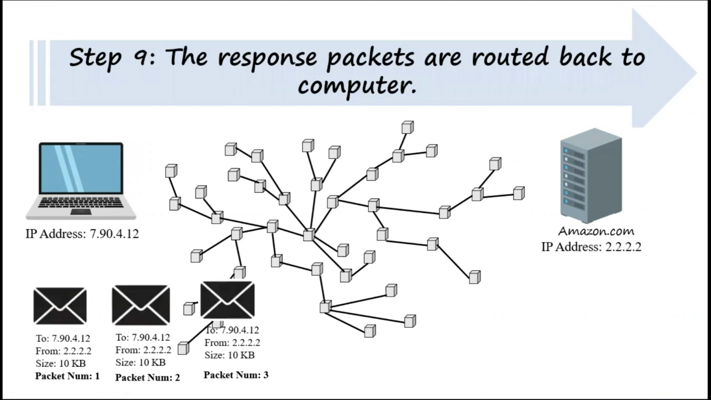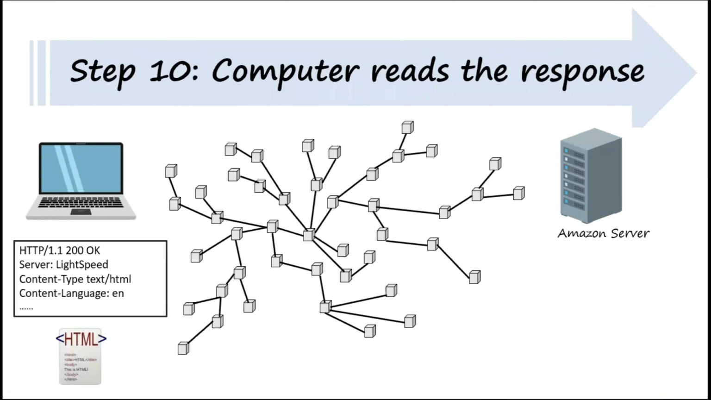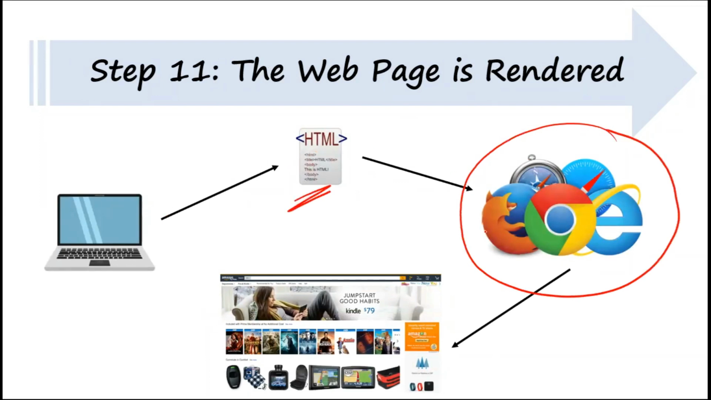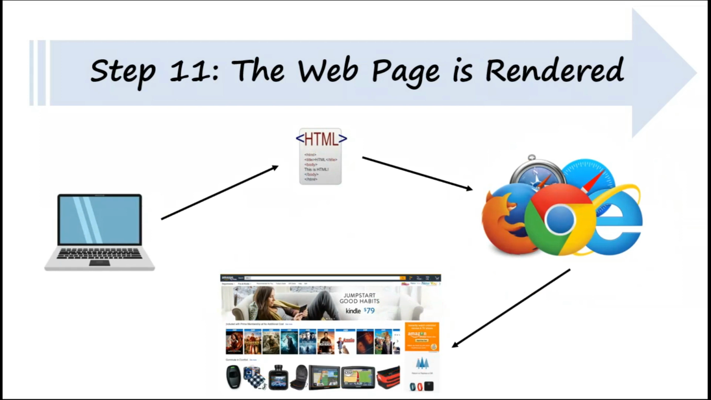Now we have all the information. It is repackaged, it is unpacked, and again, we've received the response at the client's end. Now the client is able to understand the response. It provides that response to the browser. Our response contained the HTML file that is provided to the browser, and the browser then re-renders that HTML page into the Amazon website. So this is how the entire process works.